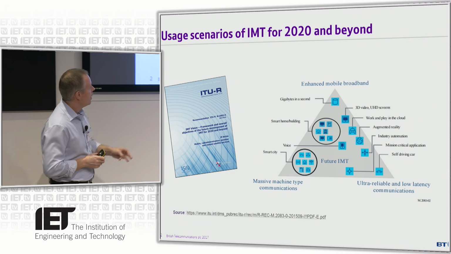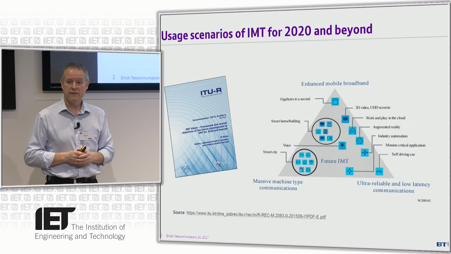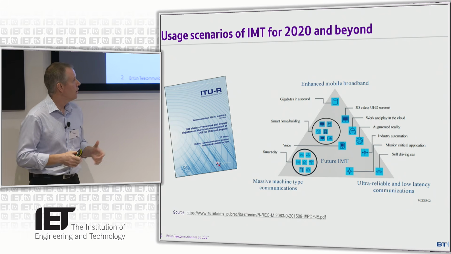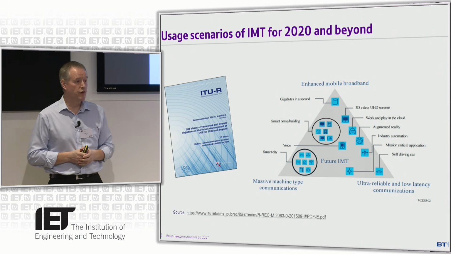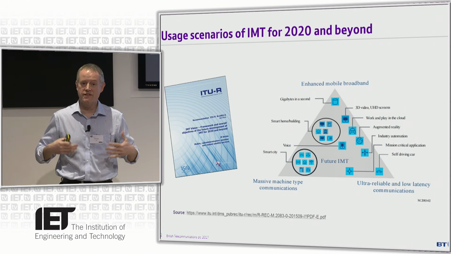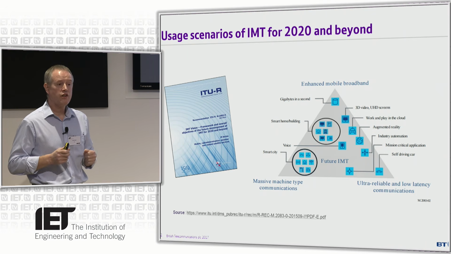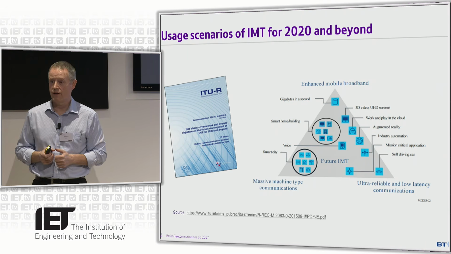Lots of heavy data applications around 3D video, ultra-high definition, augmented reality, virtual reality, and we've just heard a lot about some of those examples. So these kinds of services will drive huge data rates onto networks and huge levels of concurrency on networks as well.